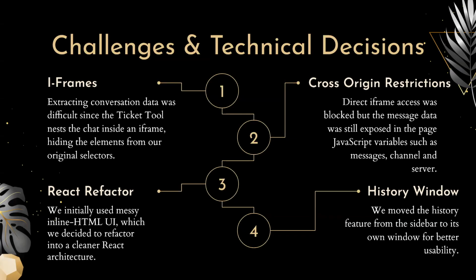We also ran into an issue where we initially had a very messy inline HTML UI to render visuals and whatnot. But for both the user experience as well as developer sanity, we decided to refactor that into React. And then finally, for most of the project, we thought that the history feature would be contained within the sidebar, just like the rest of the extension. But when refactoring to React, I believe Sean or Cecilia chose to put that into a history window, which was much better for usability so that we could actually search through things. And it was a very, very good feature and change for our project.